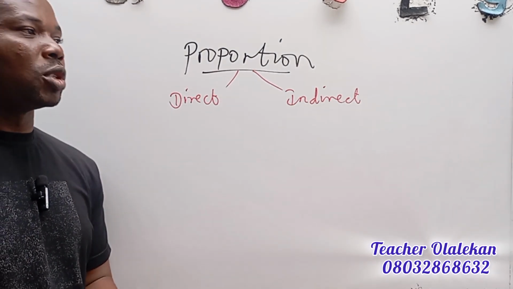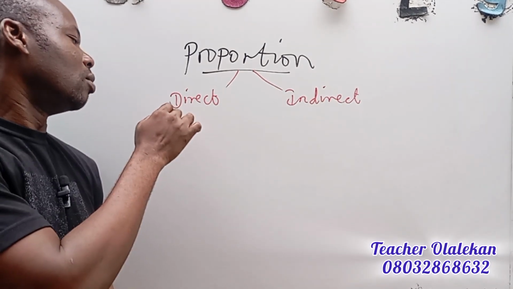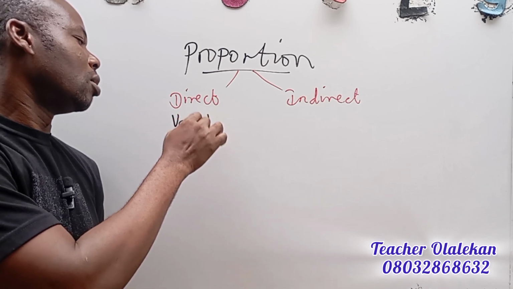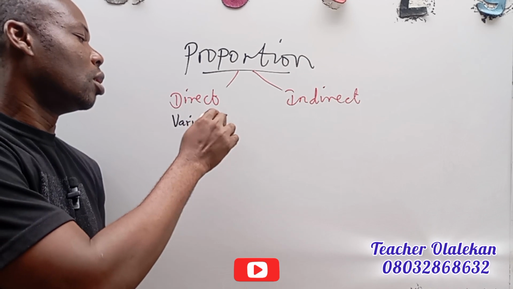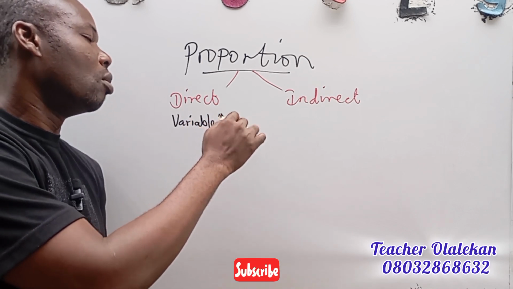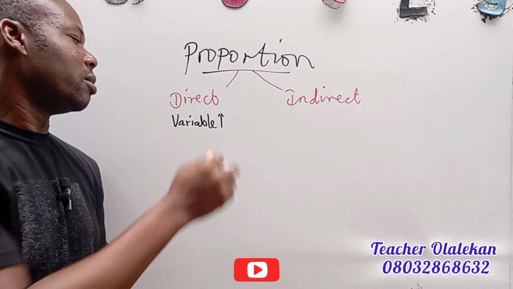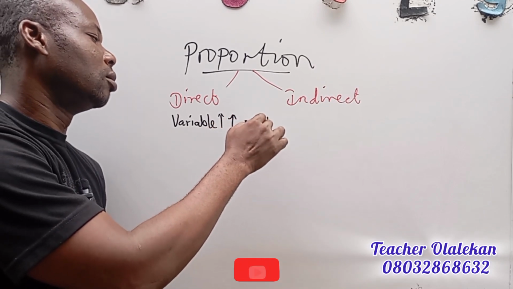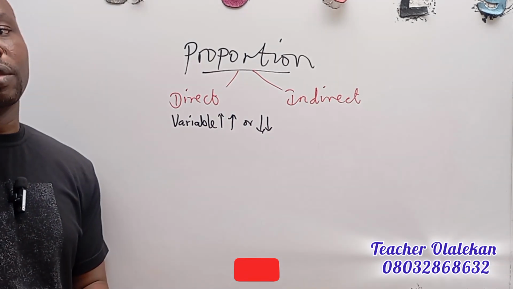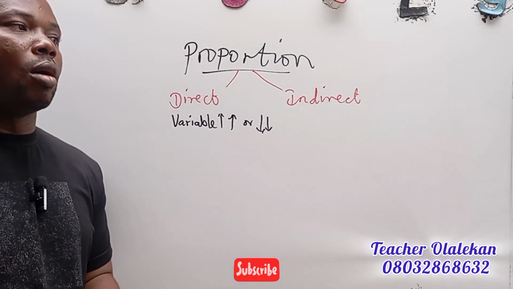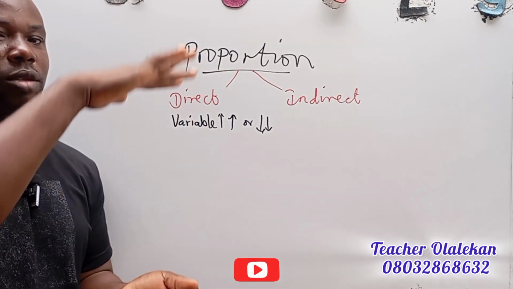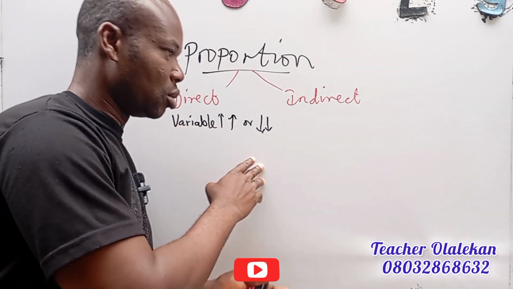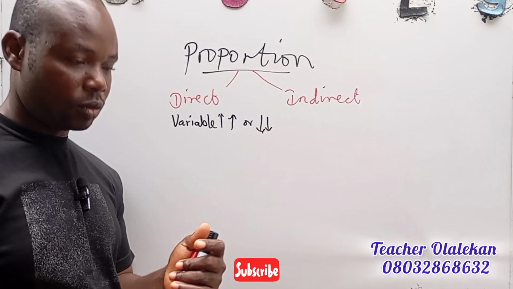In every direct proportion, when one variable, let's call it variable 1, goes up, the other variable is expected to go up as well. So the variables are expected to go up together, or they're expected to come down together. That means when one variable goes up, the other is expected to go up, or when one variable comes down, the other is expected to come down. In the case of direct proportion, I'm going to give us the action point to apply.